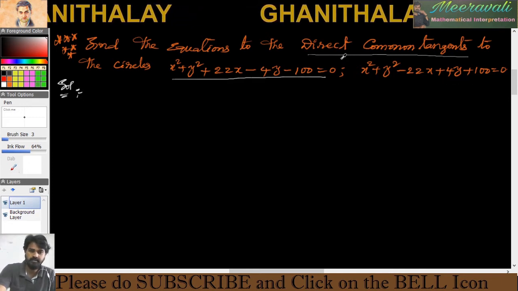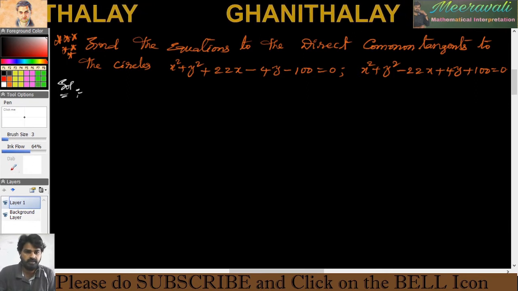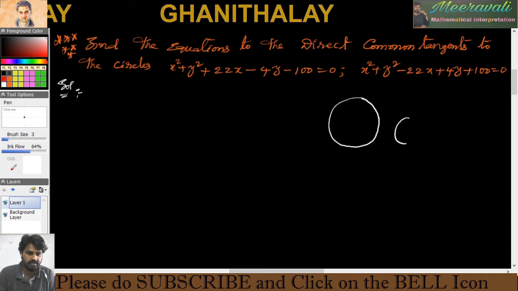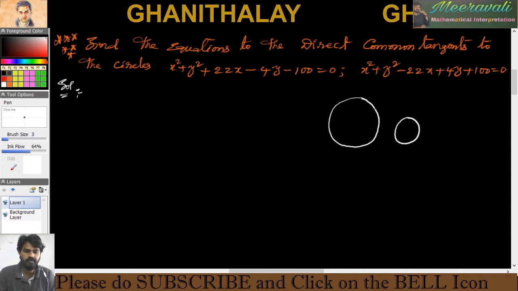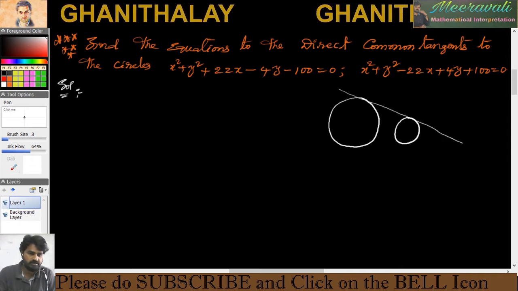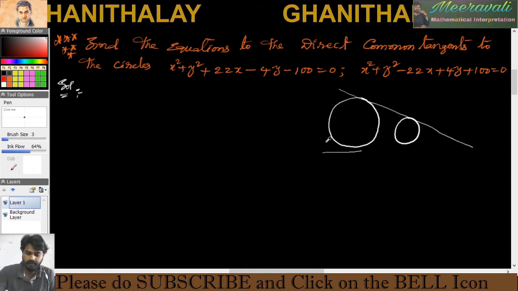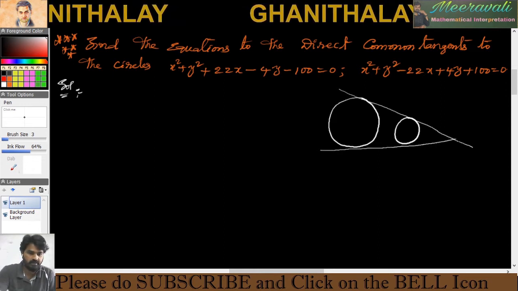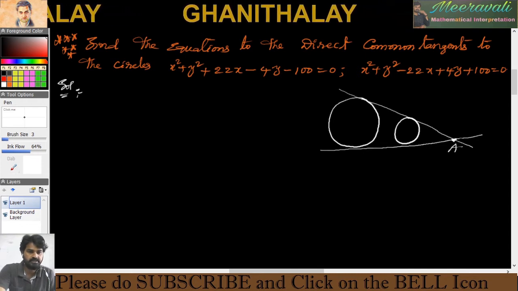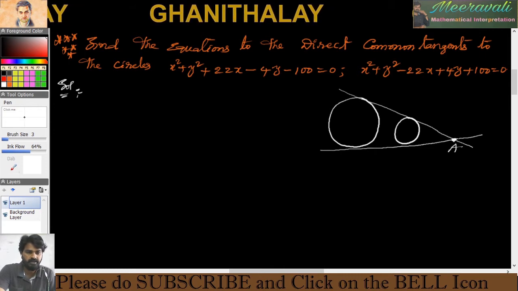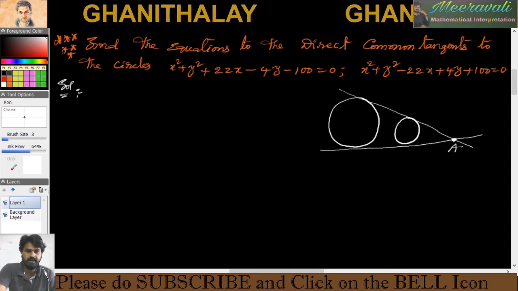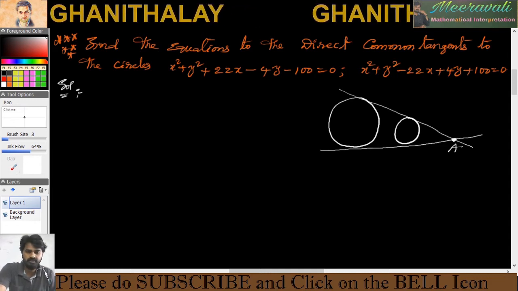Okay, so in the given problem two circles are given. Diagrammatically, suppose the first circle is taken as this one and the second circle as this one. What you have to find here? Direct common tangents. Direct common tangents means this is one direct common tangent and this is another direct common tangent. The point where these direct common tangents meet is the external center of similitude. So to find the external center of similitude, first we need to find the centers and radii of the two circles. Okay, so that is the concept.